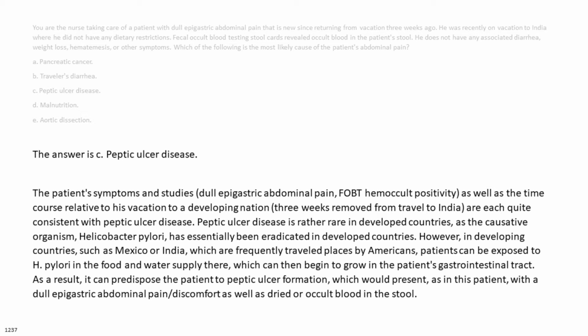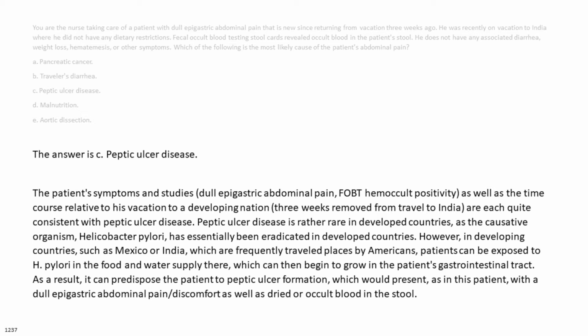Peptic ulcer disease is rather rare in developed countries, as the causative organism, Helicobacter pylori, has essentially been eradicated in developed countries. However, in developing countries, such as Mexico or India, which are frequently traveled places by Americans, patients can be exposed to H. pylori in the food and water supply there, which can then begin to grow in the patient's gastrointestinal tract.